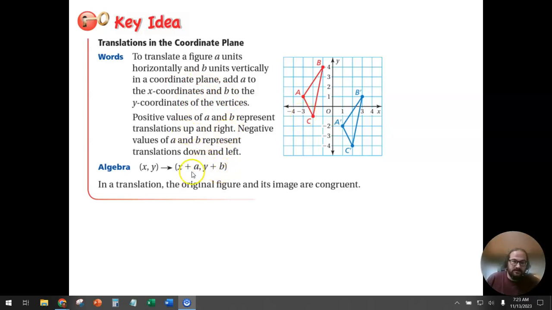So X measures left and right. That means if you add to the X value, you would be moving to the right. If you subtract from the X value, that would mean you're moving to the left. For the Y value, it measures up and down. So if you add a number to Y, it's going to move up. If you subtract the number from Y, then it'll move down.